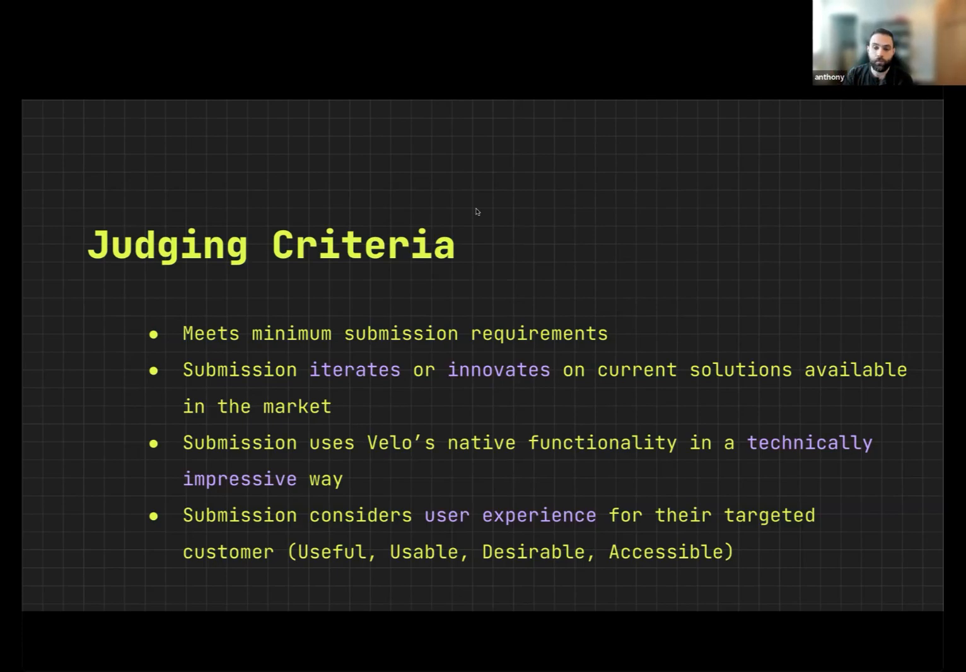The more impressed we are with your product here, the better it is in judging. And most importantly, a good SaaS product considers user experience for their targeted customer. So is this product useful? Is it usable? Is it desirable by users? And can users easily access it? These are things that we'll be evaluating. We have 3 total judging criteria that you can see on the website, and we'll be giving each of those equal weight.